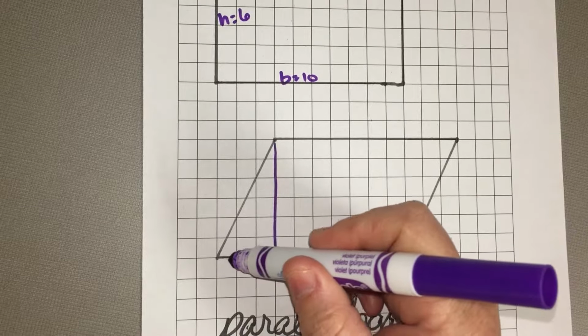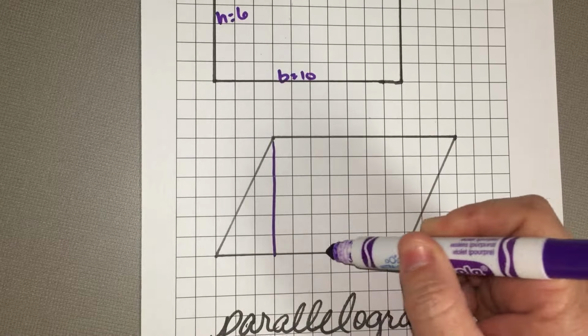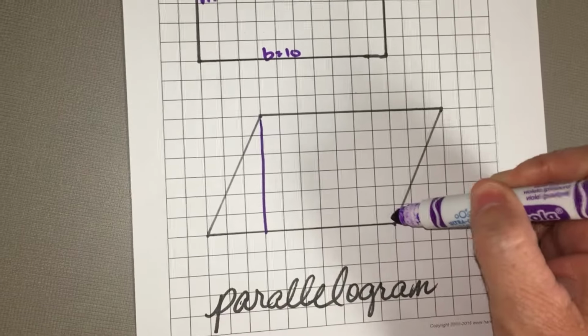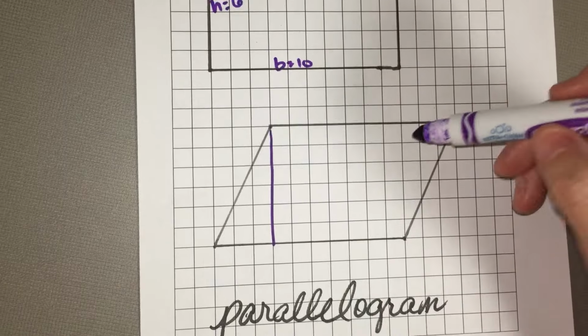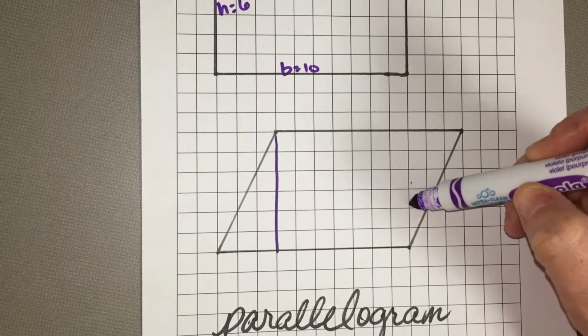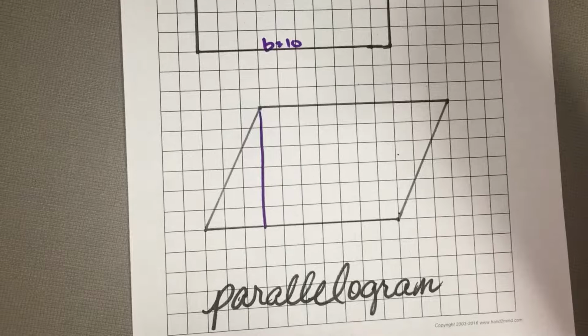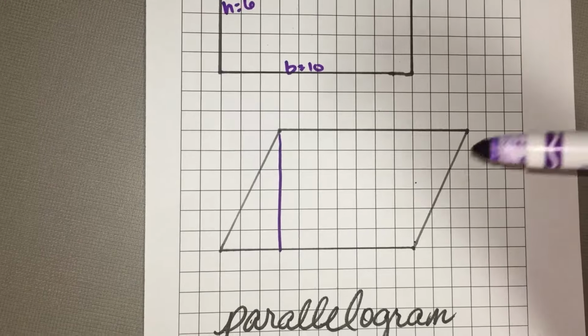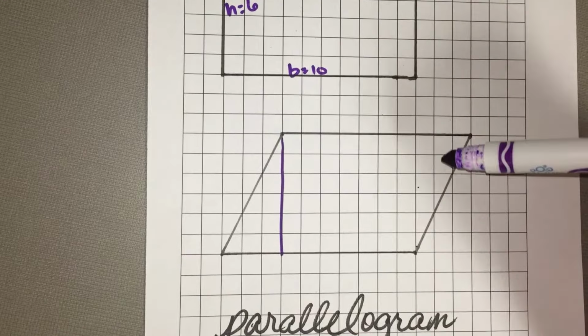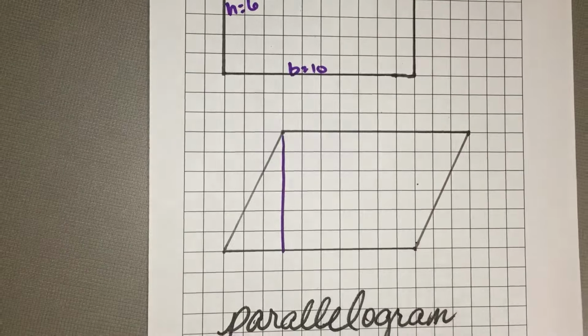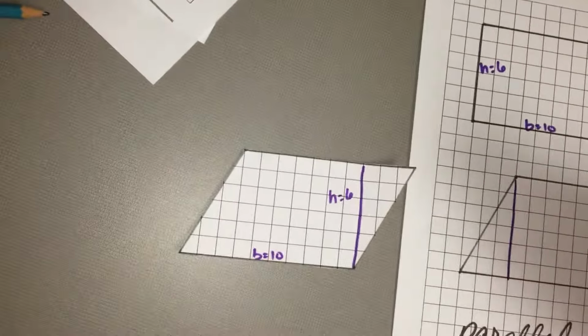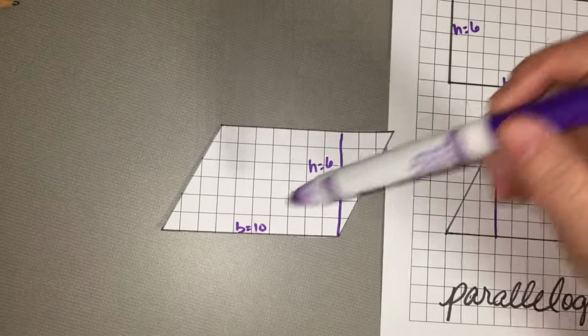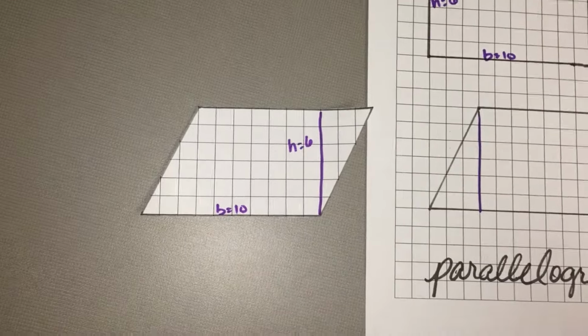So we're going to count here. 1, 2, 3, 4, 5, 6, 7, 8, 9, 10 units is your base. And then 1, 2, 3, 4, 5, 6 centimeters is your height. So my base is still 10 and my height is still 6. So I'm going to show you a little trick here. Now this is the same parallelogram that we have right here. I drew out your heights and I labeled your dimensions for you.